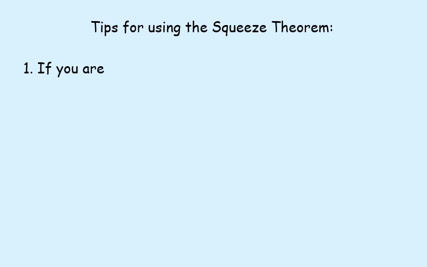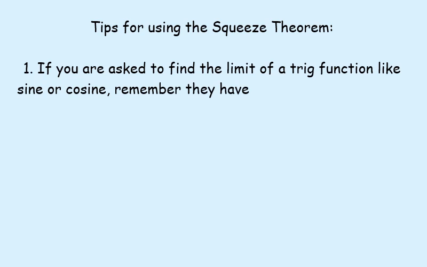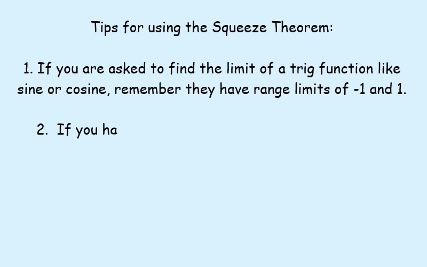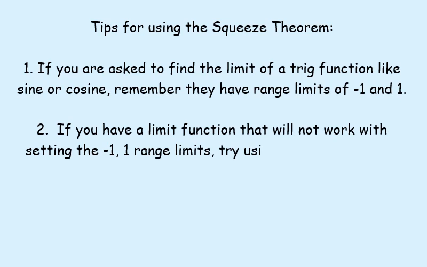So, tips for using the squeeze theorem. First, if you are asked to find the limit of a trig function like sine or cosine, remember they have range limits of -1 and 1. Second, if you have a limit function that will not work with the -1, 1 range limits, try using geometry instead. In this video, we will only look at sine and cosine in the first tip. We will look at the second tip in class.